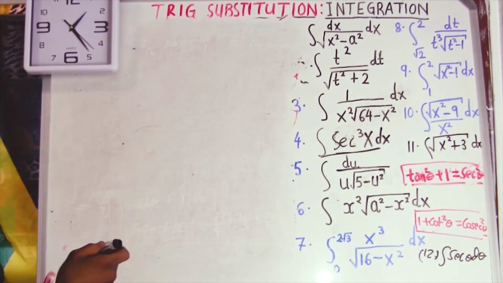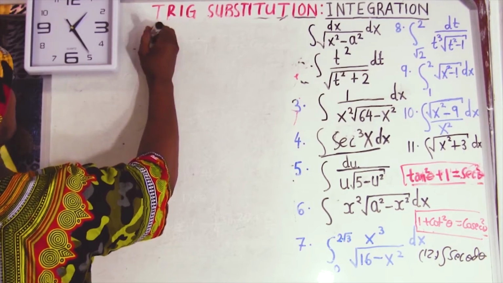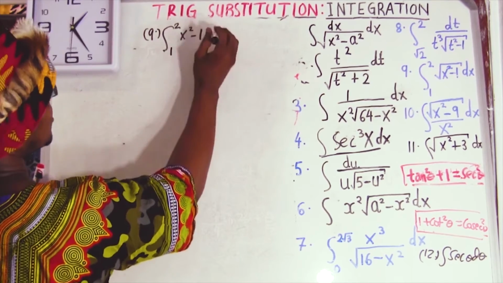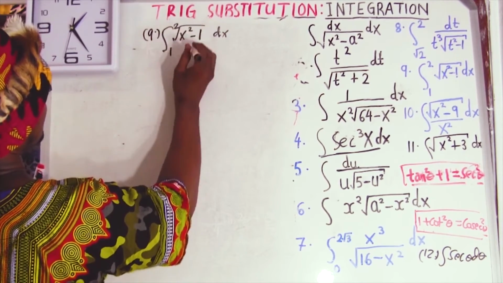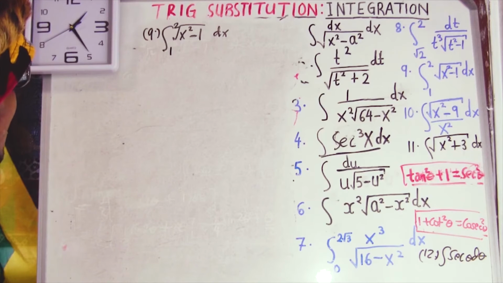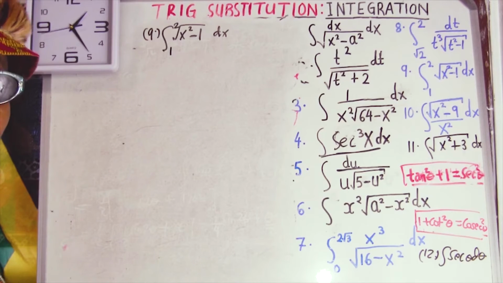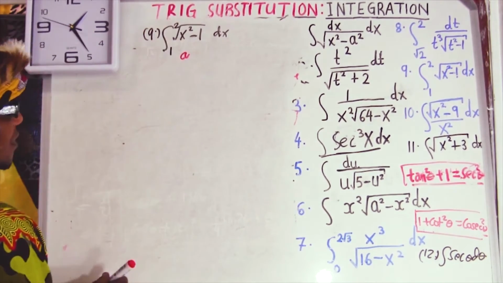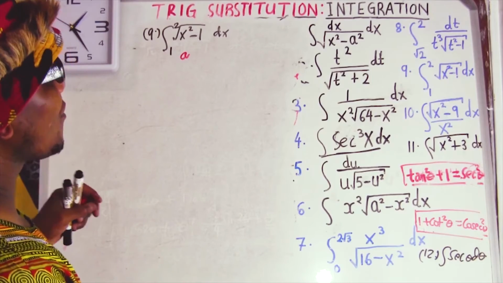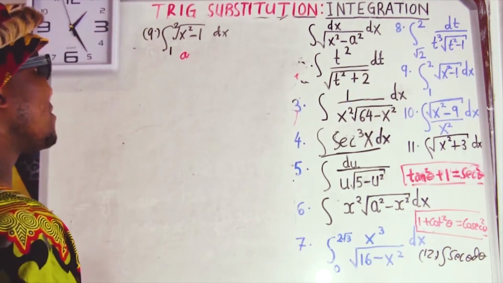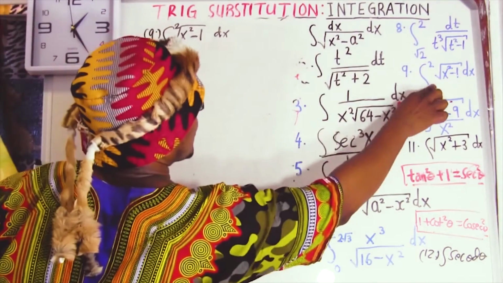Okay, cool. Now we go to question number 9: the integral of 1 over x squared minus 1. So we know this is sec, because it's x squared minus 1. Oh, I forgot to substitute the limit for this question, but I think you know how to substitute: upper limit minus lower limit. Let me just ignore the limit for now, but you know how to substitute.